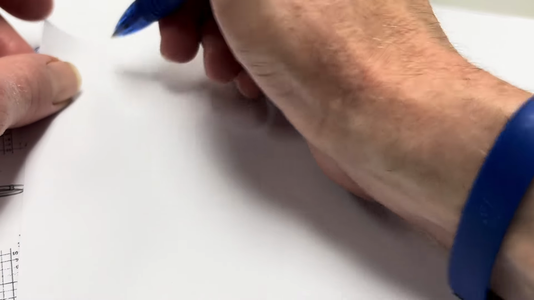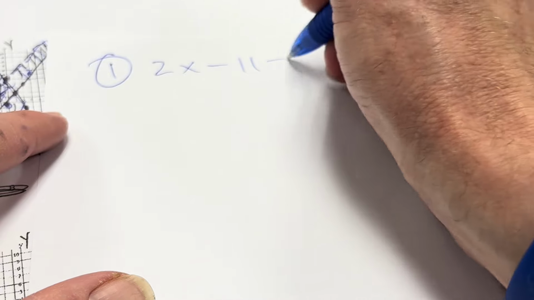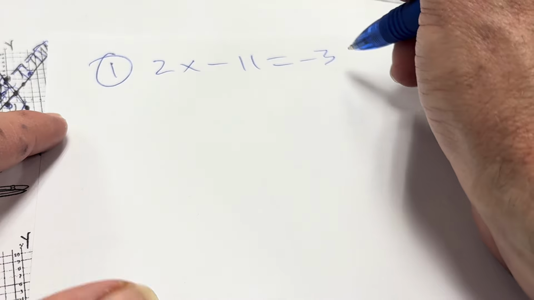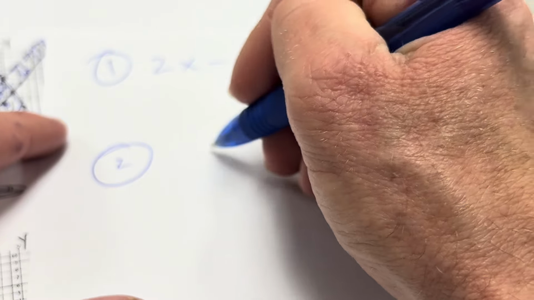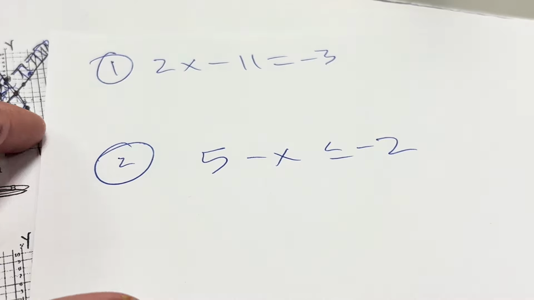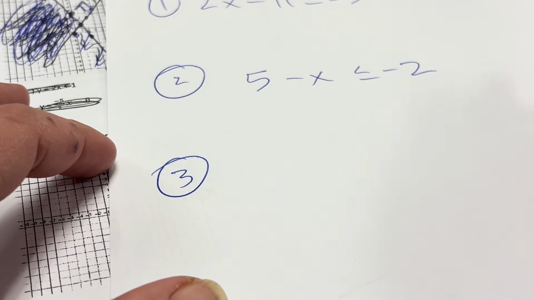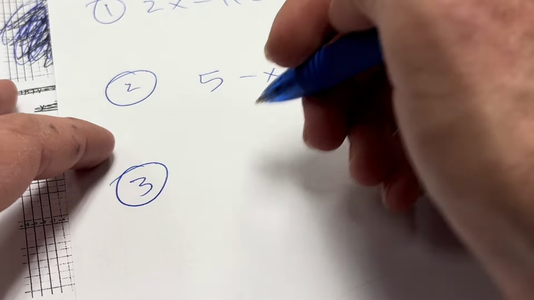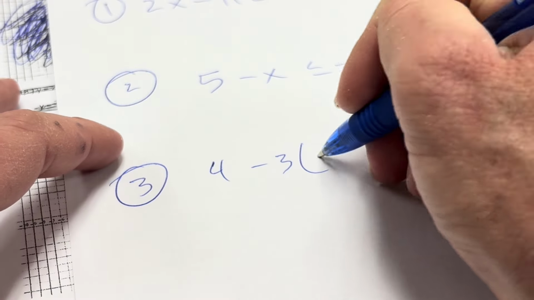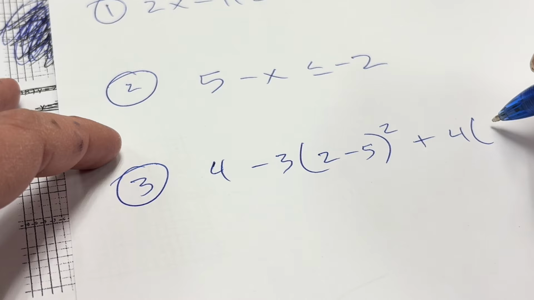I have a few very, very easy questions for you. 2x minus 11 is less than negative 3. Solve that. 5 minus x less than or equal to negative 2. Be careful. Solve that. Number 3: 4 minus 3 times (2 minus 5) squared plus 4 times (1 plus 5). Solve that.